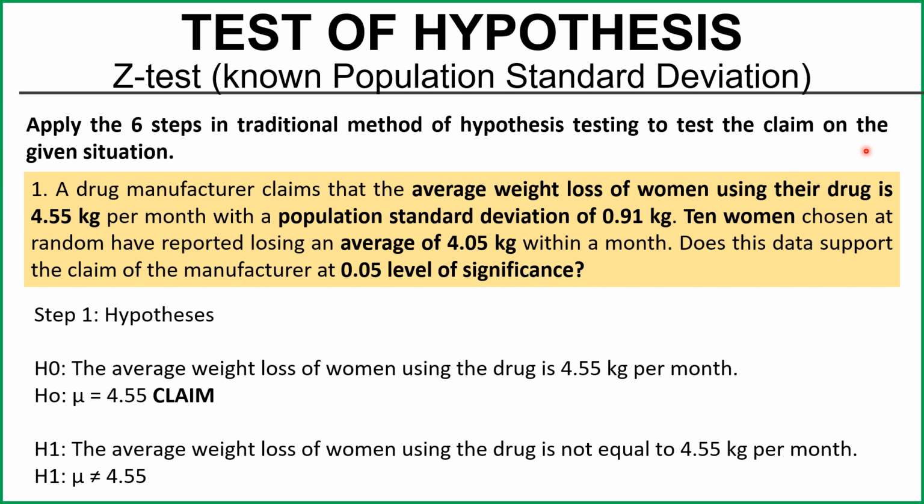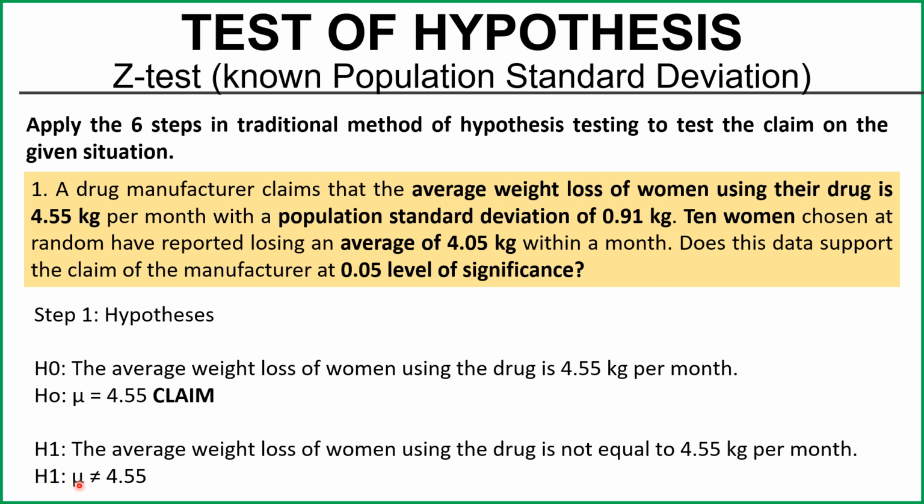But if the statement were that their drug is not 4.55 kilograms, then our claim would be under the alternative. But since it has no word "not," it's under the null hypothesis. So remember, whenever there is an equal sign, it is under the null hypothesis. The symbols for the alternative are greater than, less than, and not equal. So, just write the null hypothesis in words: the average weight loss of women using their drug is 4.55 kilograms per month. In symbols, that is mu equals the hypothesized value, which is 4.55 kilograms. So, that is our claim.